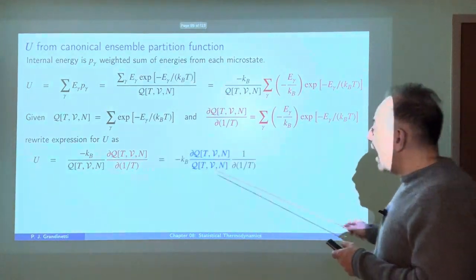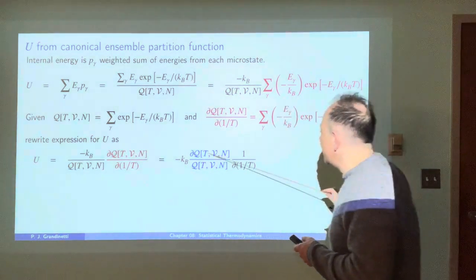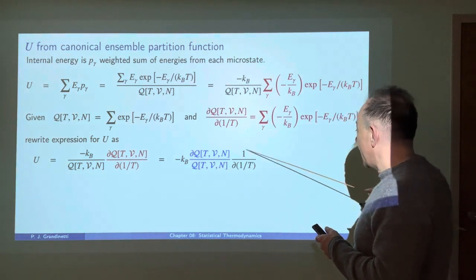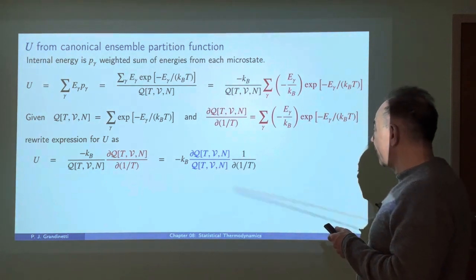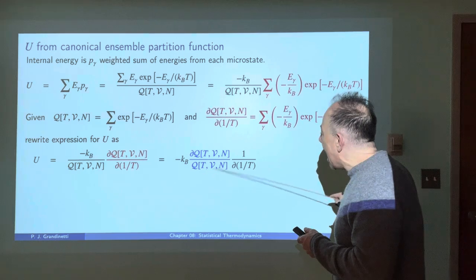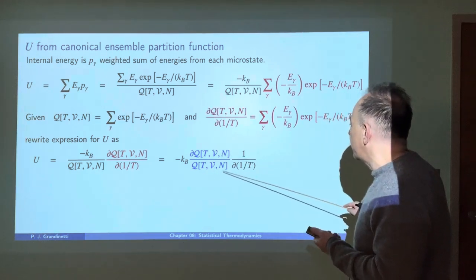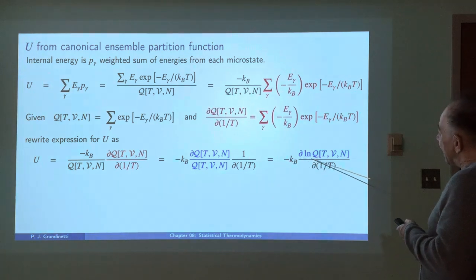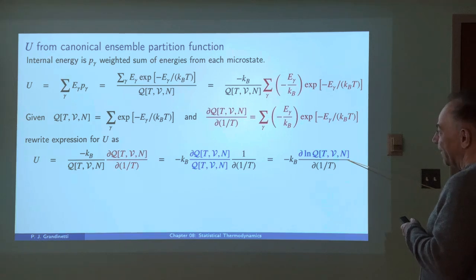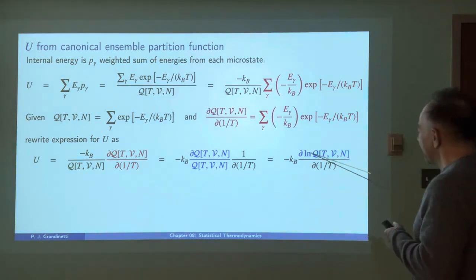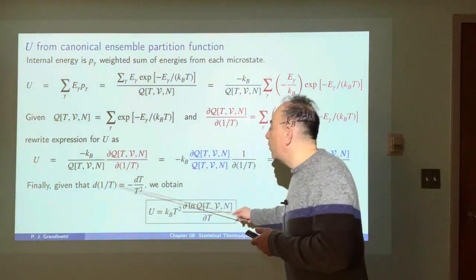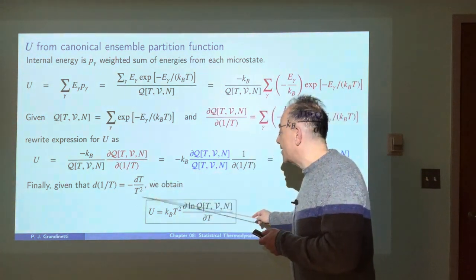And now I can go ahead and slide these partition functions over. So now I have dQ over Q times 1 over the partial derivative with respect to 1 over T. And that, I know from the calculus with derivatives of logarithms, is just simply the partial derivative of ln of Q here. So that simplifies this to this term here. And then we also know that the derivative of 1 over T is just minus dT over T squared.